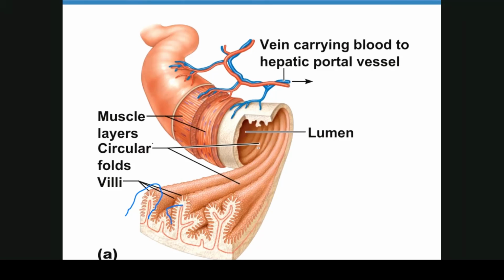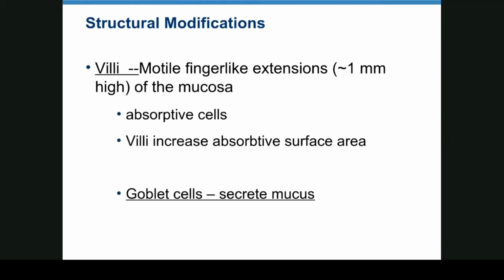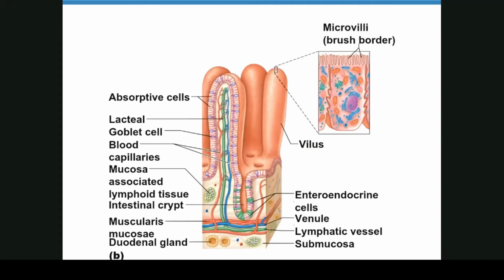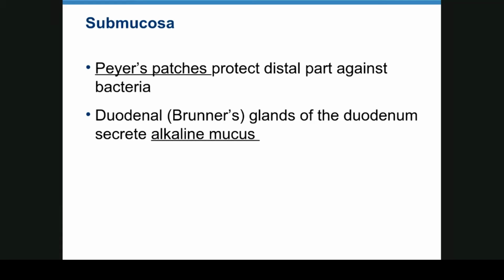Okay, there we go. Now, the next slide is showing villi. These are finger-like extensions of the mucosa, about 1 millimeter high. That's for absorption, the increased absorptive surface. They also have goblet cells squashed in between their cells that secrete mucus. Microvilli are projections off of the villi, and they create a border. Here, that's a villus, and then on the surface, bling, bling, bling, over here, you have microvilli. So you can greatly increase the absorptive area.